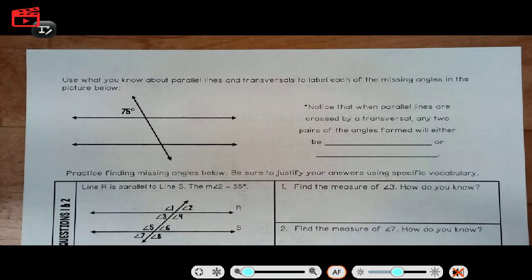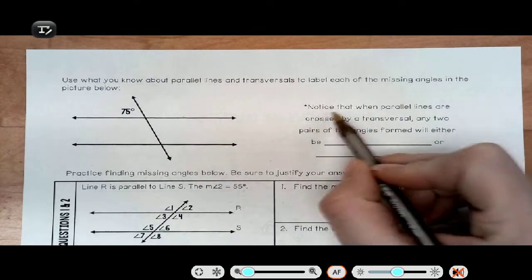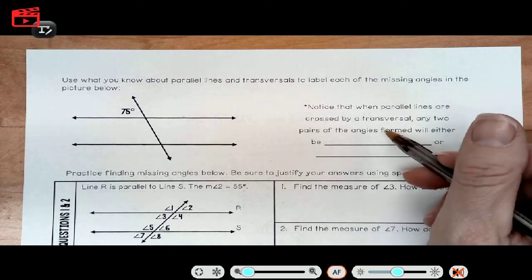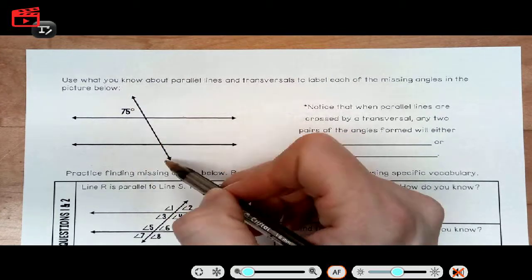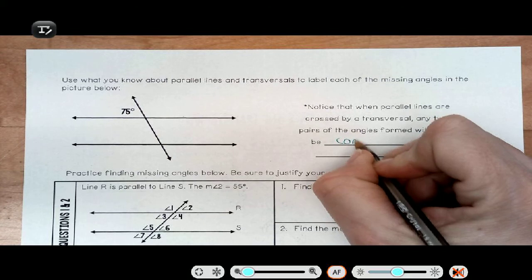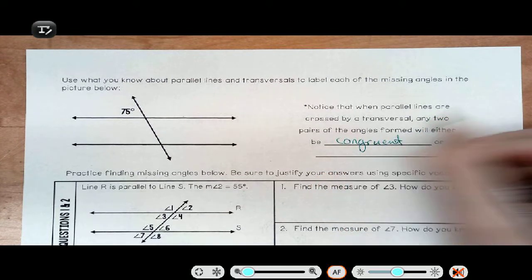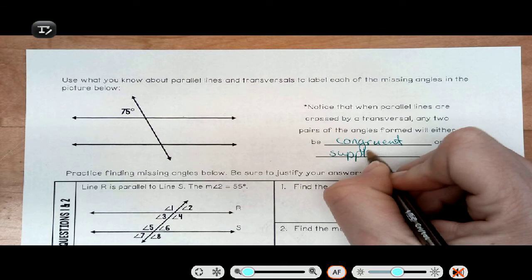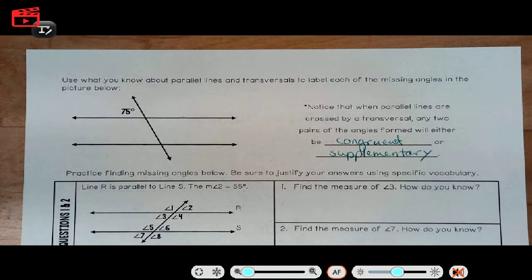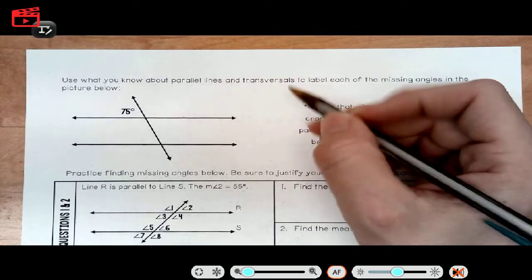And I want you, using what we know on those angles, to be able to tell if things are congruent or supplementary. Notice when parallel lines are crossed by a transversal, anytime it's parallel lines and that transversal that cuts them, any 2 pairs of angles formed will either be congruent or supplementary. It's only 2 choices. And the reason that's important is because I don't want you to overthink this stuff, okay?